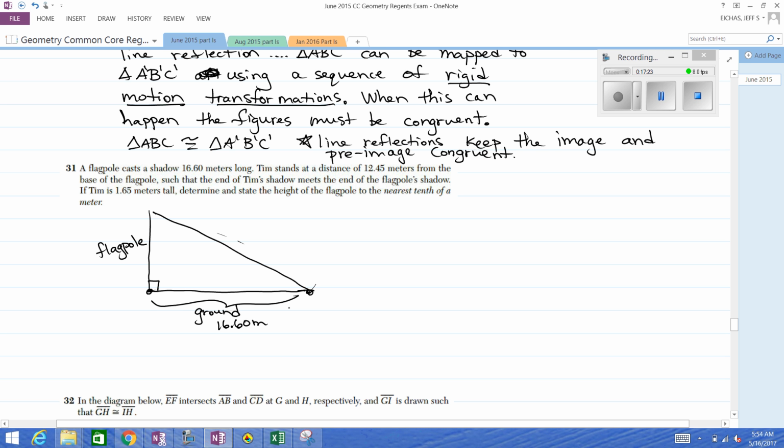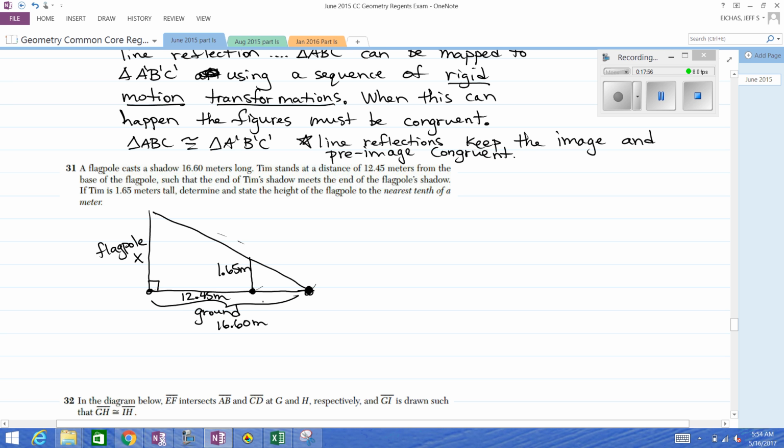Let's see, the base of the flagpole. Oh, okay, so here's where he's standing. He's going to stand away from the flagpole 12.45 meters. It leaves a little bit of space left. And so right here, he is 1.65 meters tall. His shadow lands the same place as the flagpole's shadow. So they end right there. And we're looking for this.